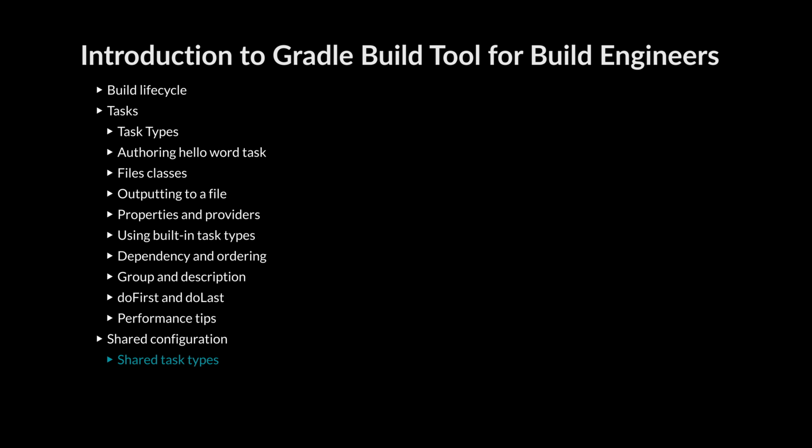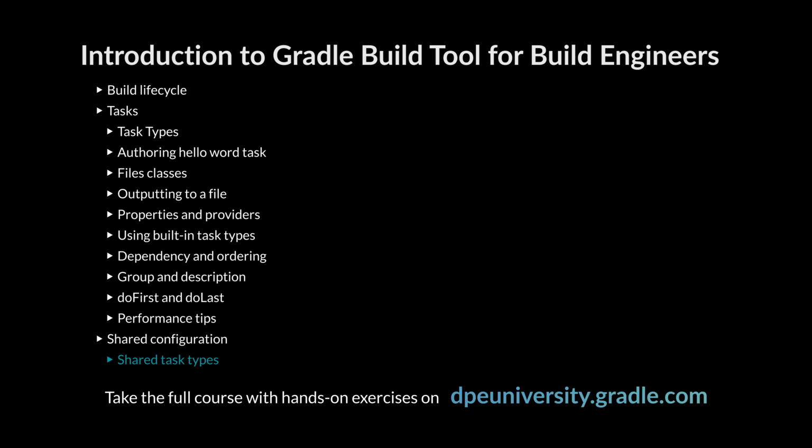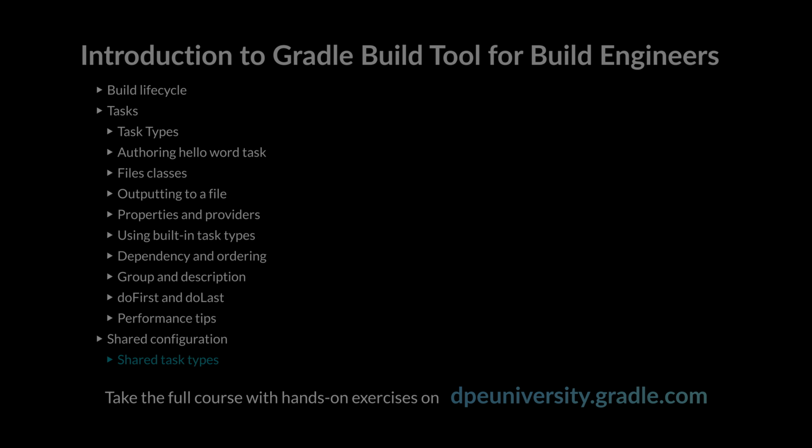In previous chapters, we covered how to author custom task types. However, we put them in a subproject build file, making it available only to that subproject. In this chapter, we will go over where to author custom task types so they can be shared across all subprojects.